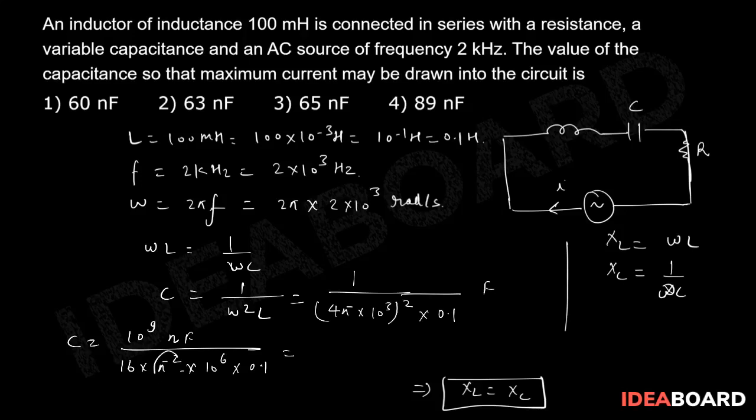Now we know that pi square is almost equal to 10. So this will be 10 and this is 0.1, which will be 1. 10 to the power 6 and 10 to the power 9 gives 10 to the power 3. So this is 10 to the power 3 divided by 16 nanofarad, or precisely I can write 1000 divided by 16 nanofarad.